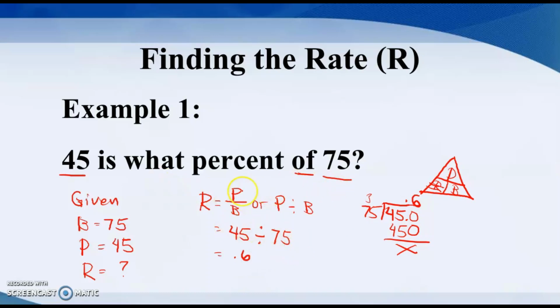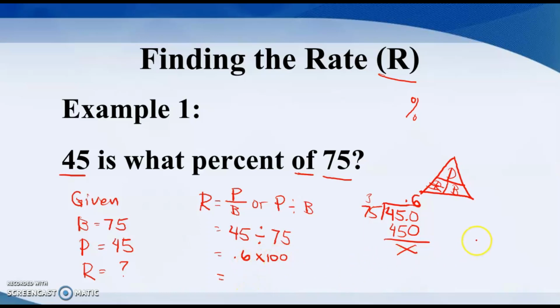Now, ang rate, alam natin lagi siyang merong percent symbol, di ba? Kaya lang, ito ay decimal. So, paano natin gagawing percent to? Rate. Paano natin siya gagawing rate, yung decimal? Anyone? Kasi hindi pa yung final answer natin. Okay, so you have to multiply it by 100 to make it percent, to make it a rate.